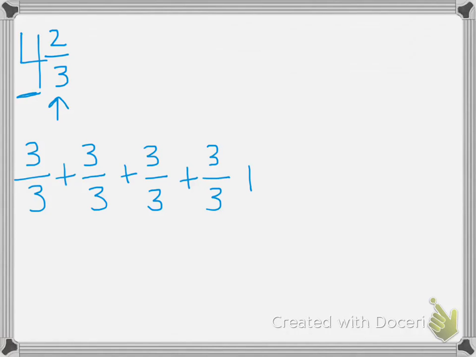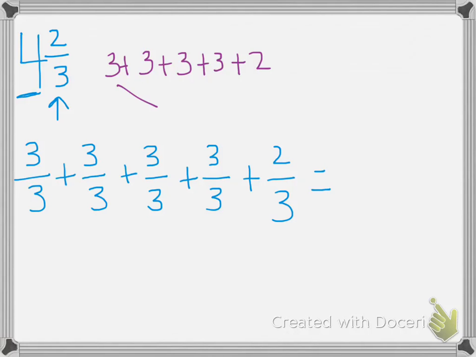And then we're going to add our fraction, 2/3. So we want to find out what that equals. Our denominator stays the same. We're just going to add up our numerator. So we're going to add 3 plus 3 plus 3 plus 3 plus 2. So if you think about multiplication, 3 times 4 is 12. 12 plus 2 is 14. So the improper fraction would be 14/3.